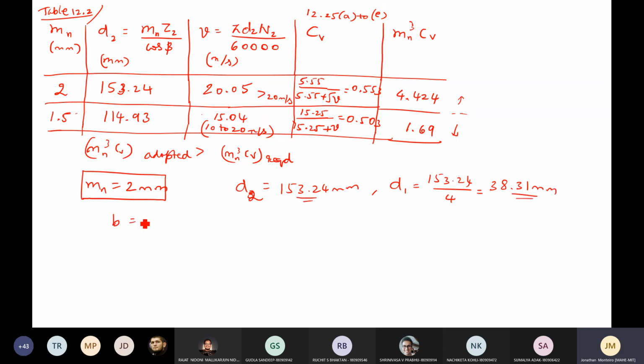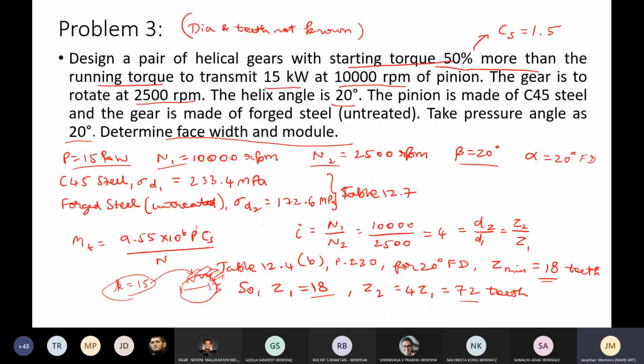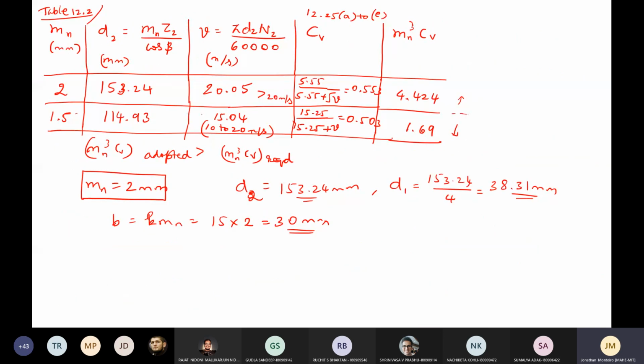Face width B will be K times Mn. We have selected it to be 15, so 15 into 2, which is 30. That is what is asked in the problem: determine the face width and module. Module we have done. Now from the module we got the face width.